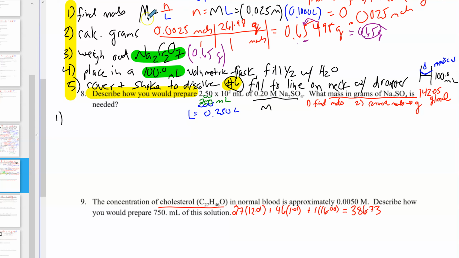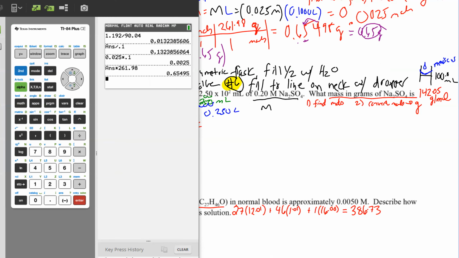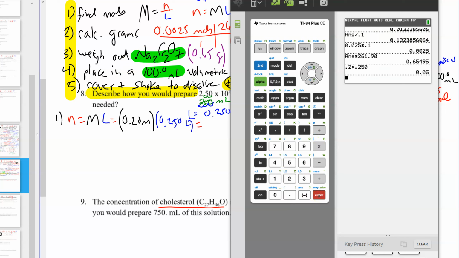So from the previous problem, we know M is N over L. And also that N, when we rearrange and solve, is M times L. So let's plug in our values here. M is 0.20 molar. L is 0.250 liters. So what's my value for N? M times L. Oops, wow. That was too big. So 0.2 times 0.250, I get 0.05 moles.